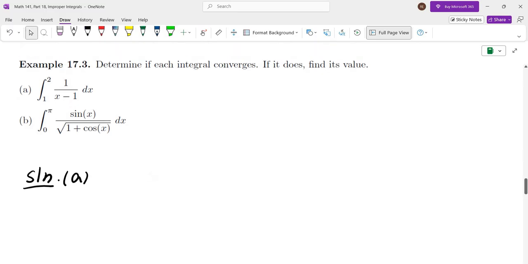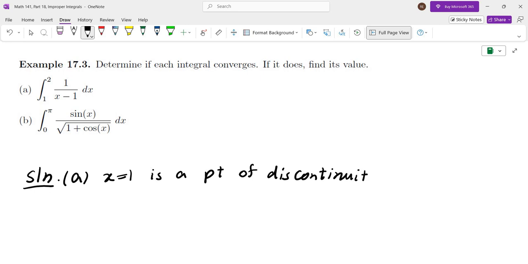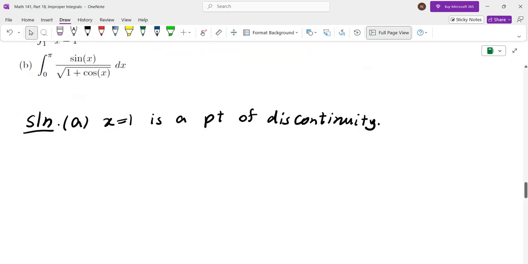So the first one is the integral from 1 to 2 of 1 over x minus 1 dx. Well, none of the limits of integration are infinity. Therefore, we'll have to see if there is any discontinuity for the integrand. So x equals 1 is a point of discontinuity. So because of that, we'll have to use the limit.